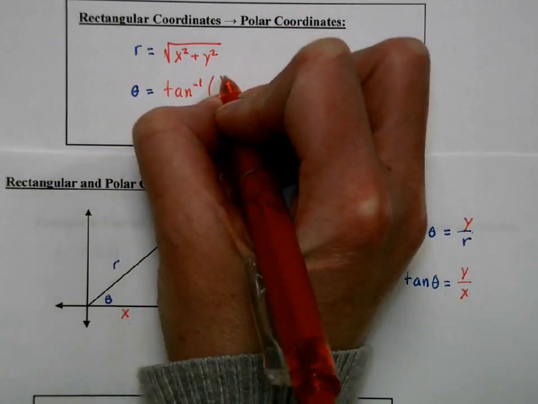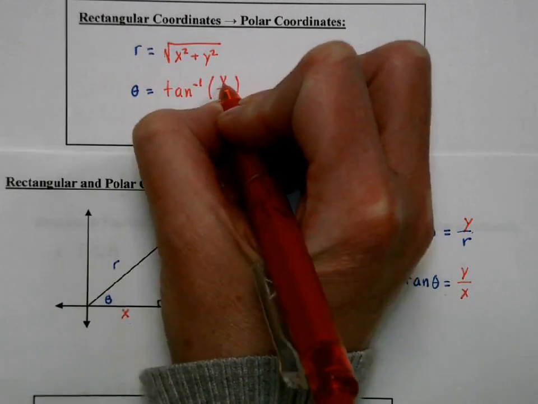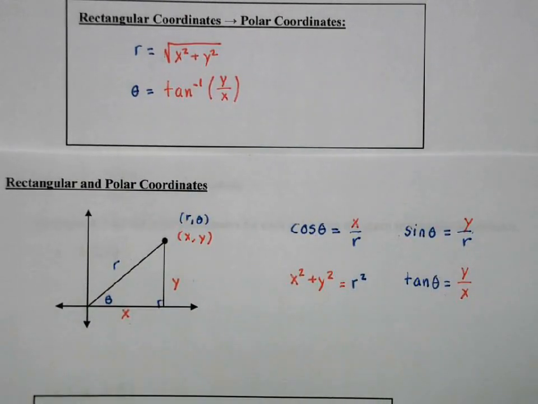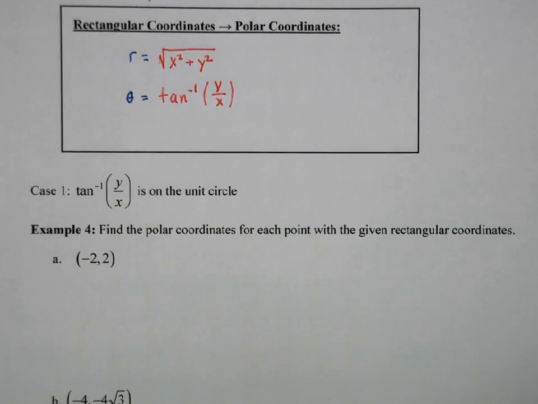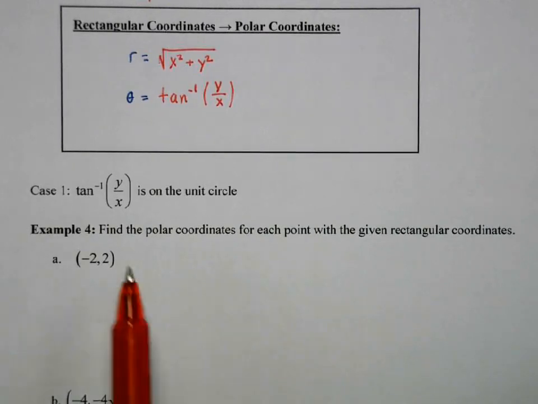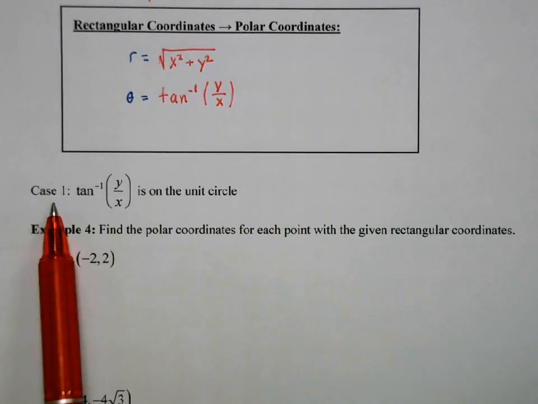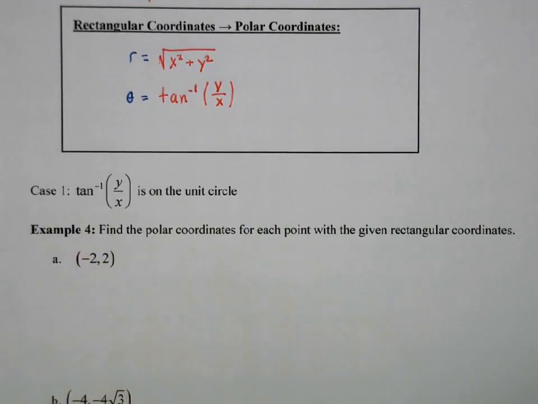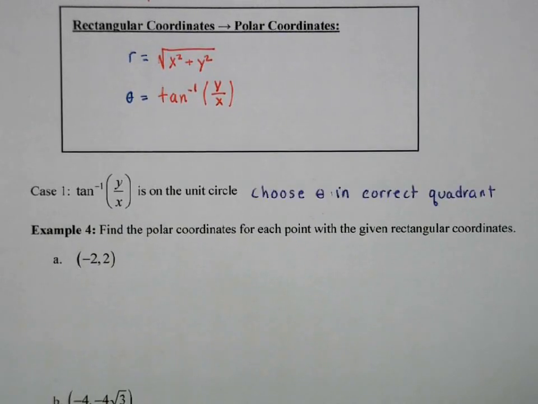So these are our formulas for going from rectangular to polar. Now we have a little bit of an issue with the second piece of that, with the tangent inverse. So I'm going to talk about two different cases. Case one is, fortunately, we get a tangent inverse that's on the unit circle. If that's the case, just pick the right one. What I mean by that is choose the theta in the correct quadrant. So let's look at some examples.